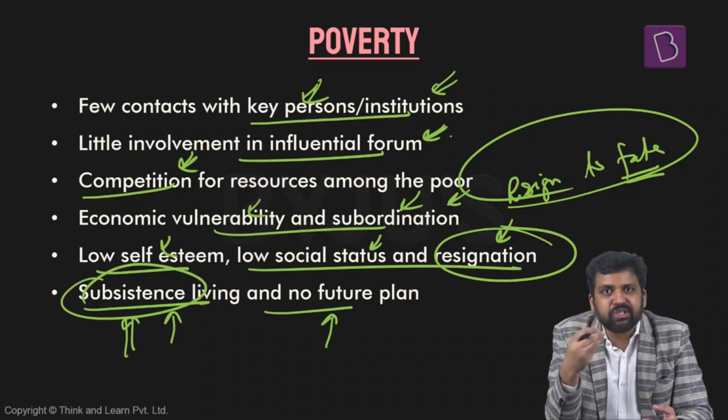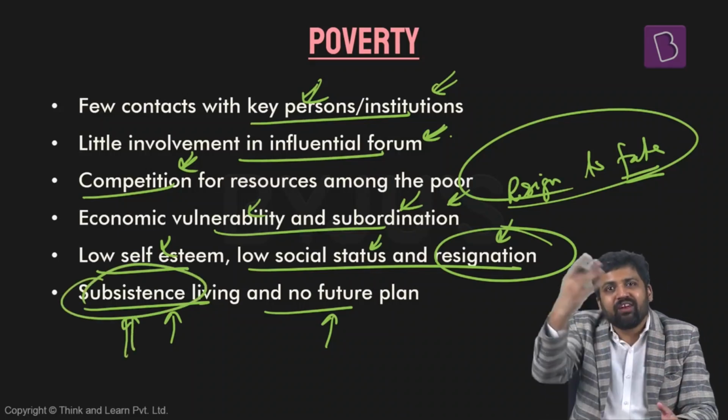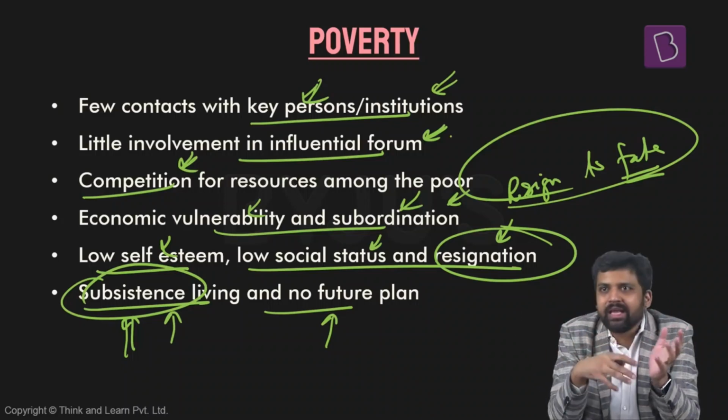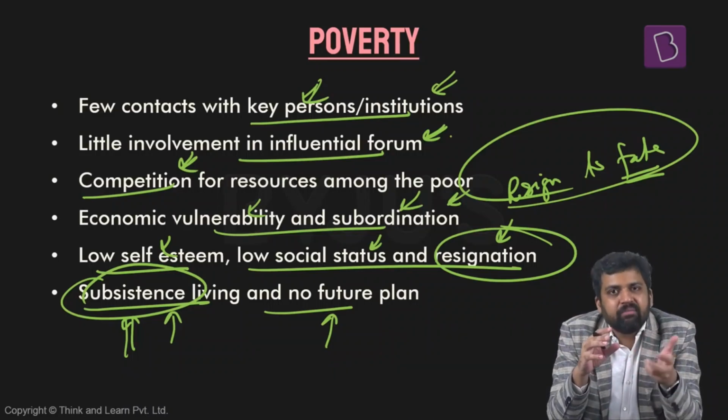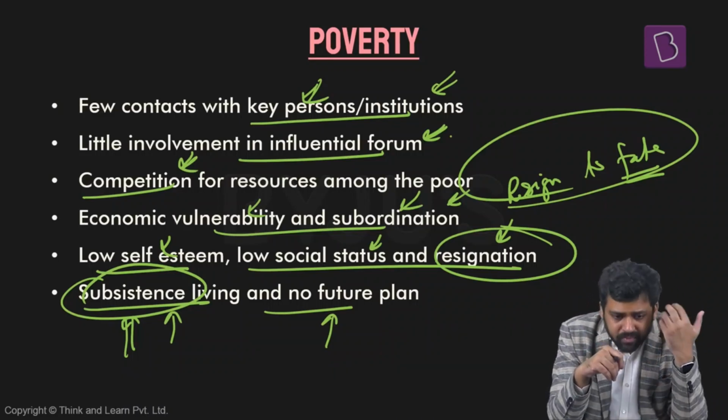So if they are just fighting for subsistence living, and in fact, that is also what they're not getting, it makes it difficult for them to plan for the future. It is easy to say that poor people are not thinking about the future. They should invest money and become rich over a period of time. But you should realize that they don't have even basic requirements met. Right? They don't know whether they will have a wholesome dinner tonight or not.